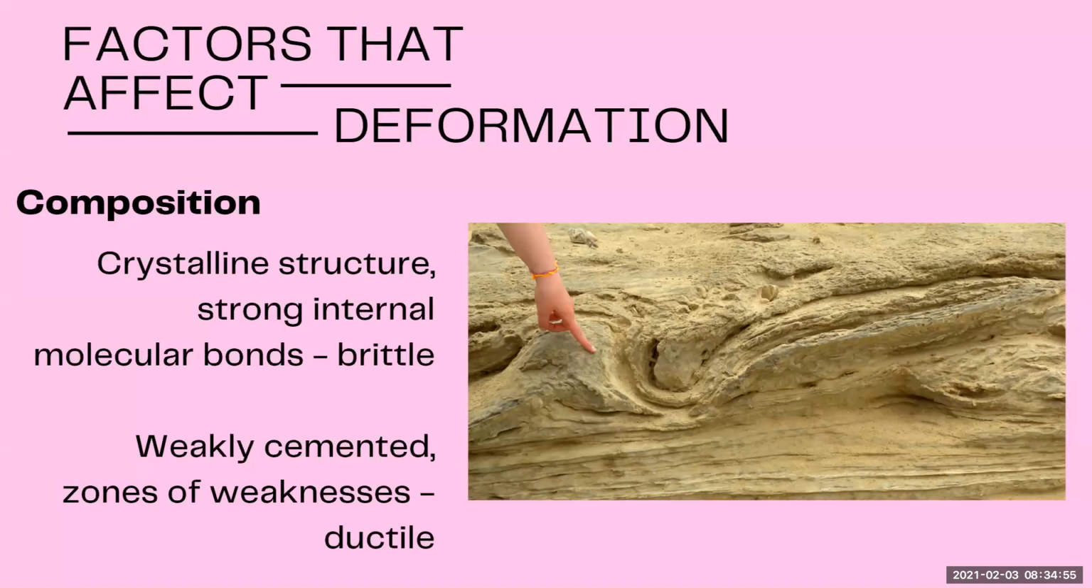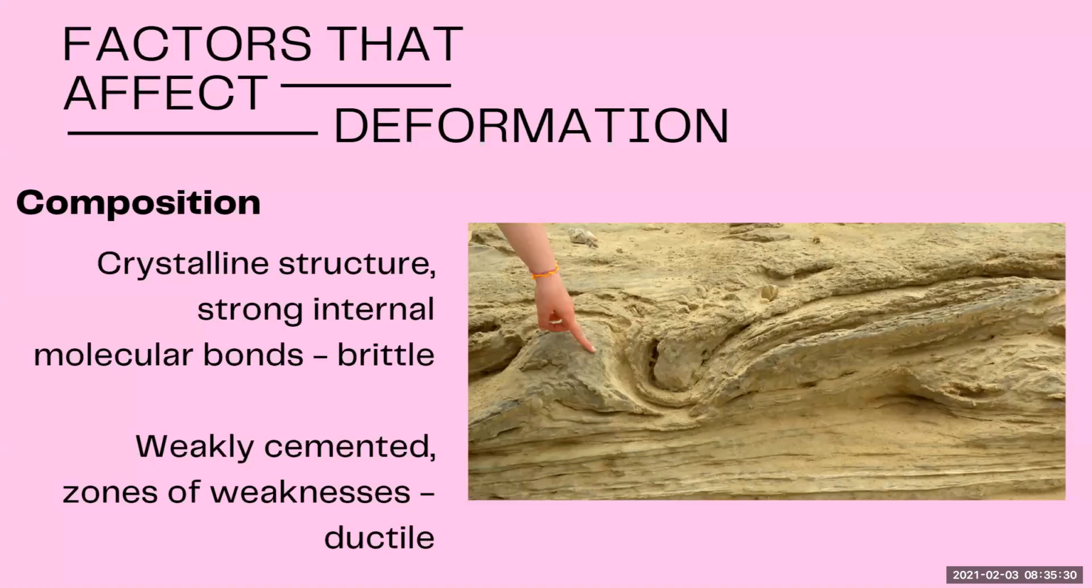So, isang factor is composition. Okay? So, sa composition daw, if mas strong yung internal molecular bonds niya, meaning may mga crystalline structure siya, may mga lattices, mas brittle yung strain na mag-o-occur dun sa bato na yon. Okay? So generally speaking, if a rock is composed of crystals or lattices or mas strong yung internal molecular bonds niya, ang strain na mangyayari sa kanya usually ay brittle or inelastic.